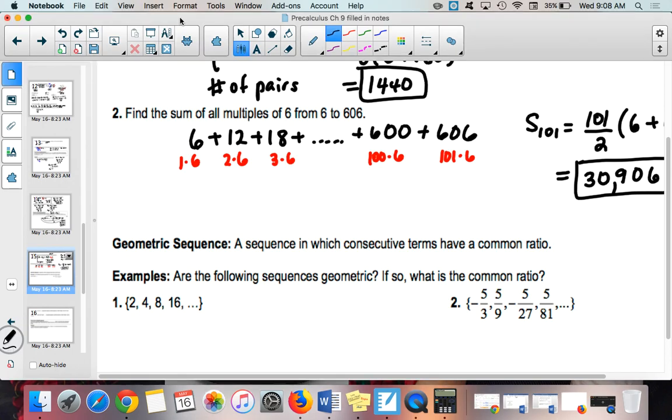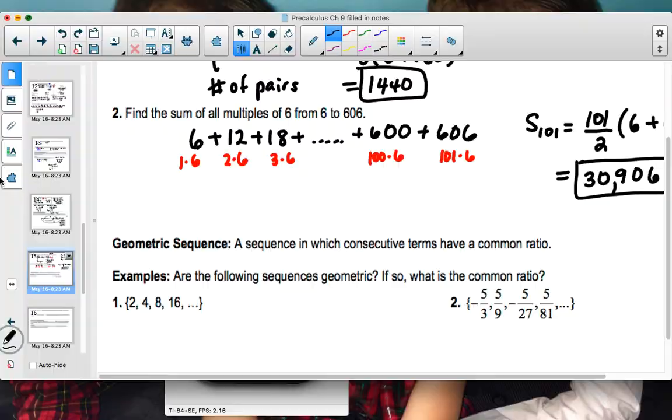All right, so we just talked about arithmetic sequences. So arithmetic sequences are when you're adding a common difference, like you're adding the same number every single time. So geometric sequence is when you're multiplying by the same number every single time. So a sequence in which consecutive terms have what we call a common ratio, so something that we're multiplying by.